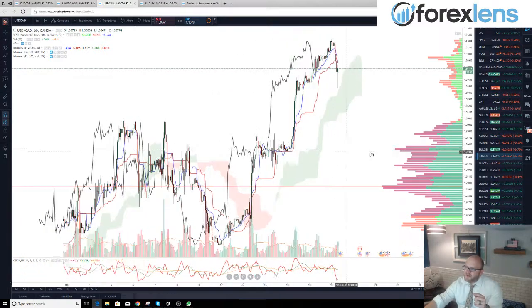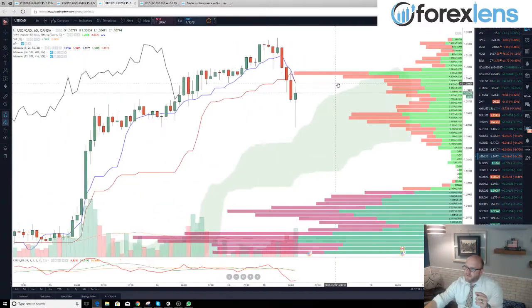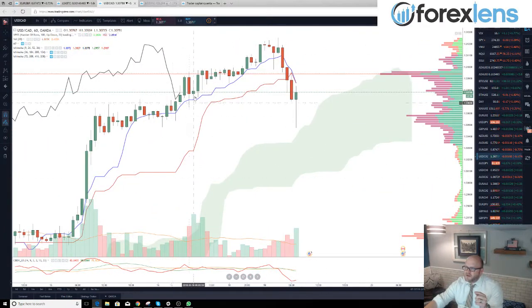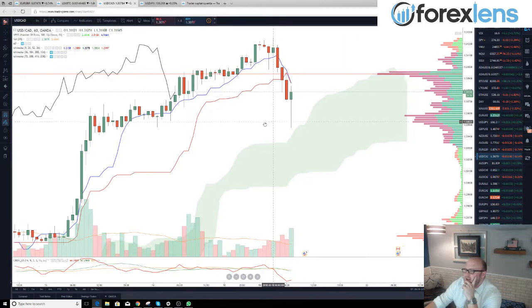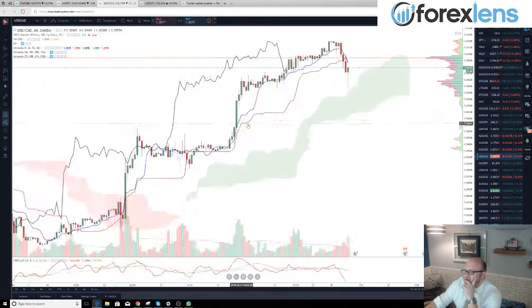But what do we got going on here? Let's look at this closer. The lagging span is inside the candlesticks right now. It's not trading above it. And the conversion line and the baseline are both sloping down and about to cross. So we're looking at a warning sign.